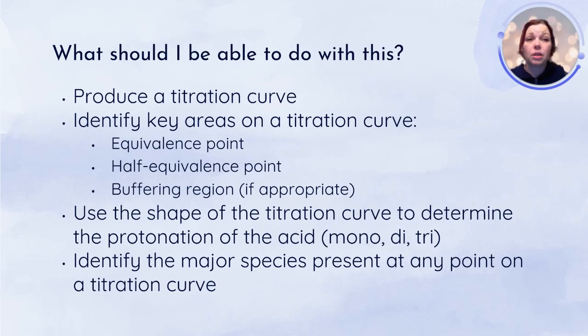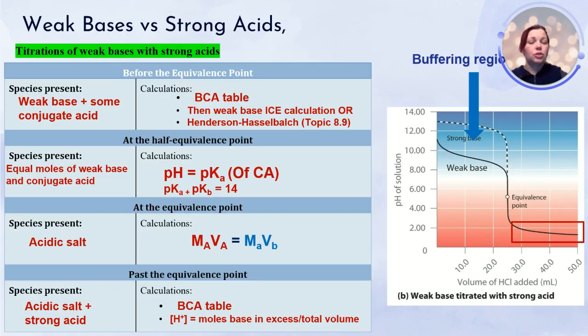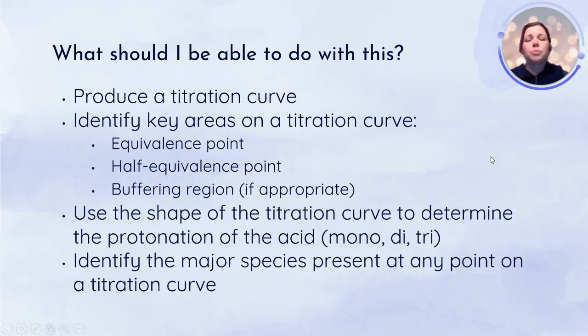Well, number 1, produce a titration curve. So you should be able to sketch it, specifically knowing the curvature and the difference in the appearance between the titration of a strong system versus a weak-strong system. Okay, so that'll be important for you to know, particularly noting the buffering region right up there. You should be able to identify key areas on the titration curve, including the equivalence point, the half equivalence point, and the buffering region, if there is one.